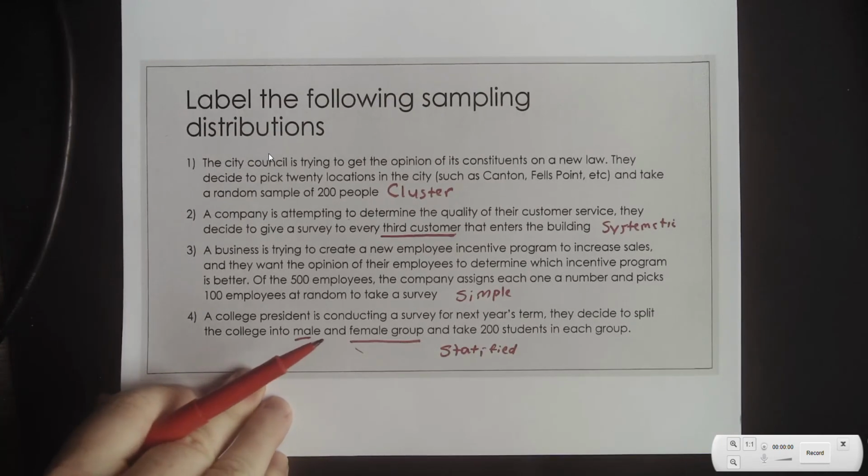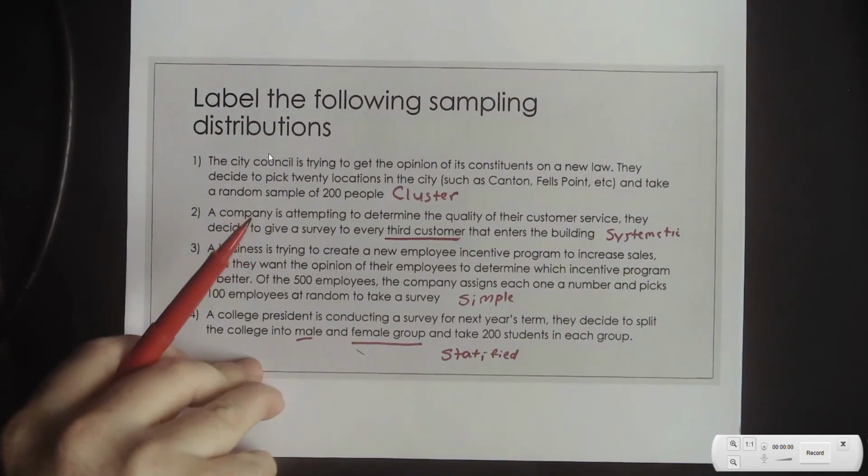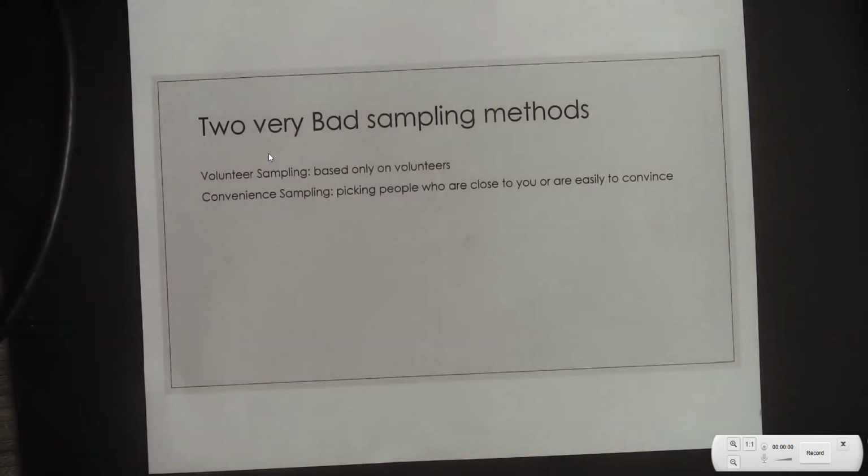That's my examples. Then just two very bad sampling methods. Volunteer sampling, based on volunteers. That's based off the fact that the voluntary bias of having people come to volunteer is the same reason that you don't want that. Convenience sampling, picking people who are close to you and are easy to convince because you basically just drive them to what you want anyway.